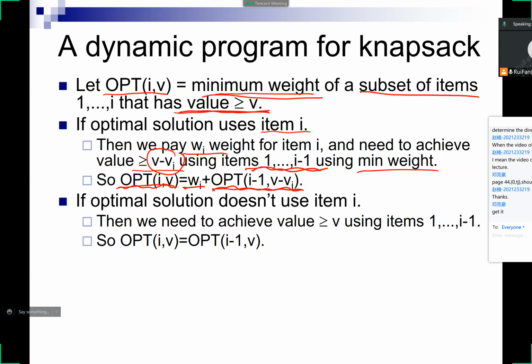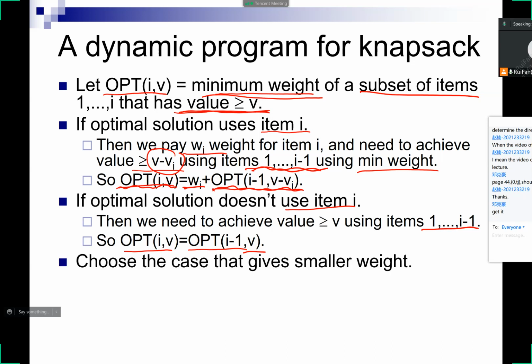Okay, so the other possibility is that you do not use item I. Then you don't increase your weight, but you also don't get any value. Since you're not using item I, you need to use items 1 to I minus 1, and you still need to achieve a value of at least V, and you want to minimize your weight. So in the second possibility, opt(I, V) just equals opt(I minus 1, V).